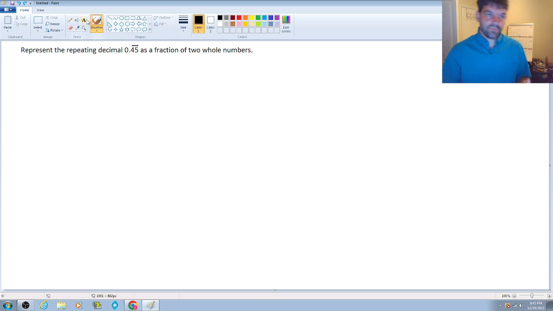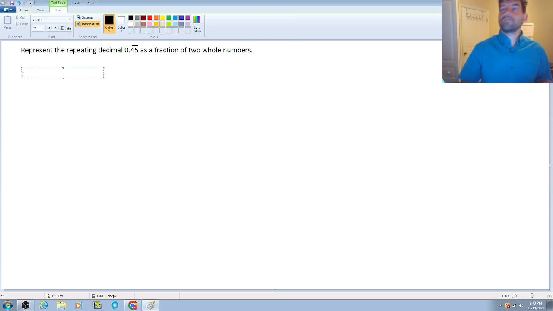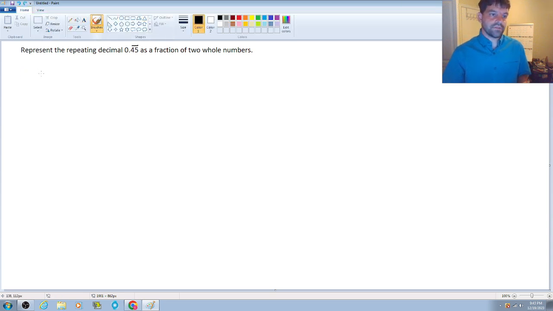Now before we even jump into any of the step-by-step approach, I want to do a little bit of vocabulary recall. Remember that repeating decimals are defined as rational numbers, and the reason for that is that they can be expressed as a ratio of two whole numbers, a over b. The only constraint is that b cannot be equal to 0. So again, repeating decimals are rational numbers, and they can be represented as a fraction.